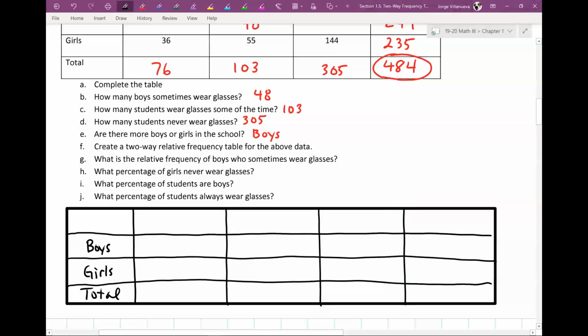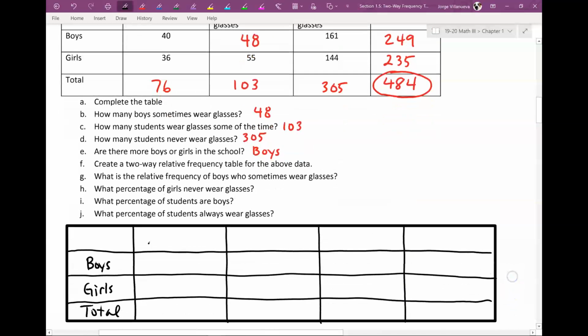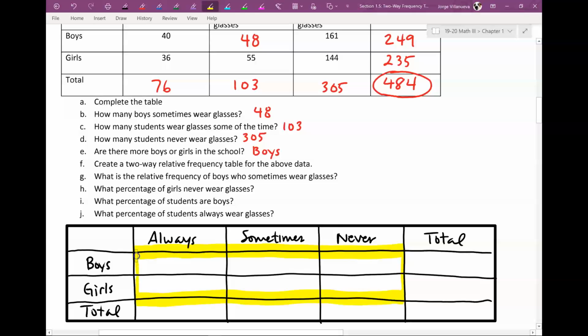And the categories are always, sometimes, never, and total. Okay? So there you go. I created my own. It's not that hard to do. Remember, all you got to fill out is the inside portion. You do not have to fill out the outer edges because those you just got to add them up. The inside portions are the ones you have to divide out. Okay? So just the inside.